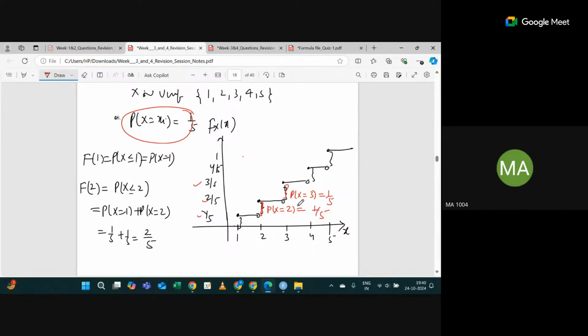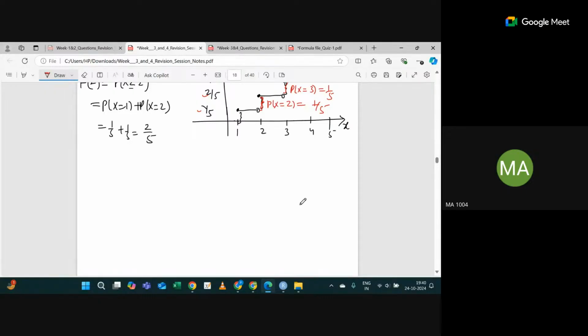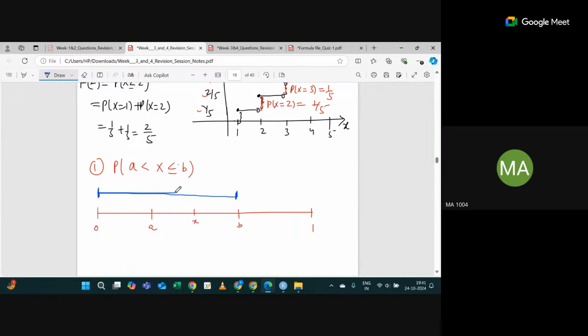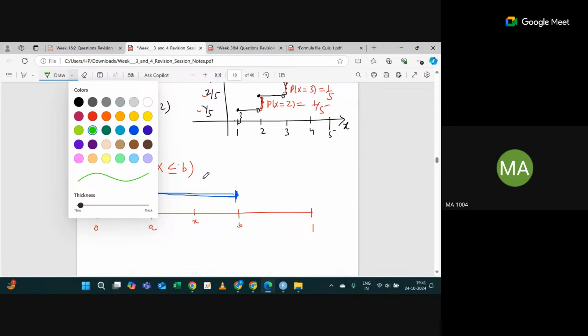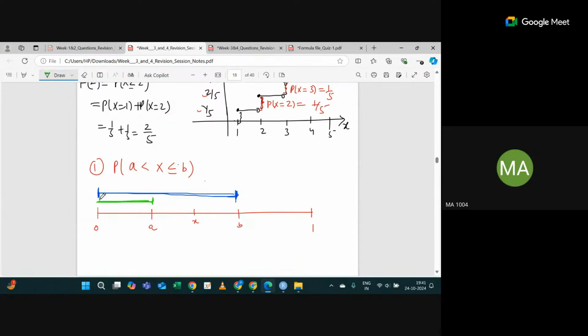So this is the CDF graph for a discrete random variable. One important property we have seen, you can keep in mind for this only, the rest you can calculate. Consider X is a discrete random variable, I haven't entered continuous yet. Suppose this is A, suppose this is B, and X is somewhere here. If you want to calculate X more than A but less than or equal to B, how will you find it? If I subtract this green part, till A, from this blue part, I can find the probability A less than X less than or equal to B.